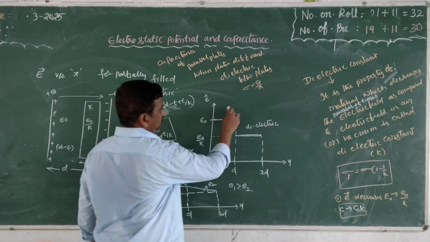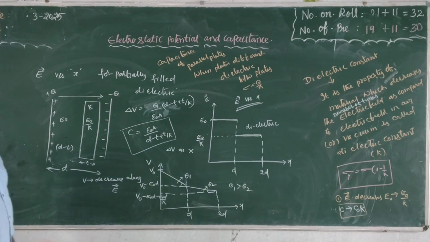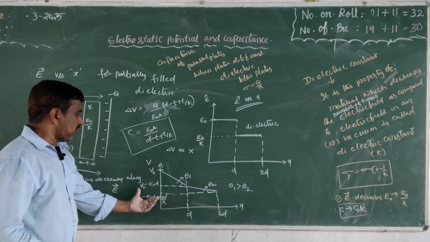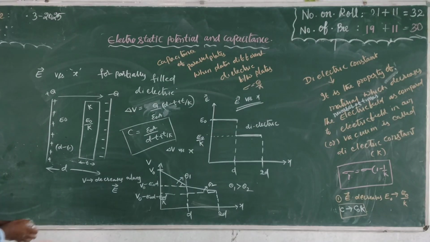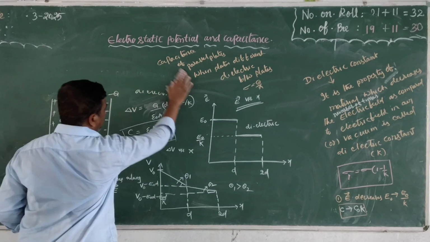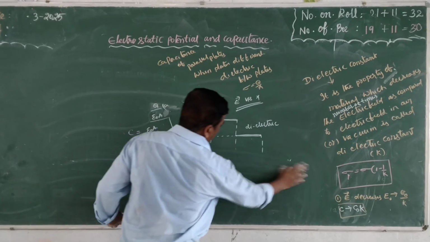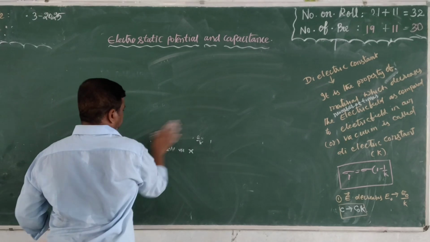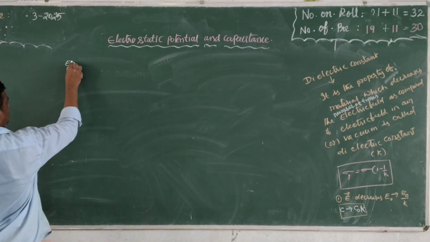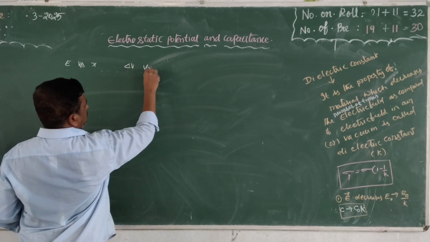It is the electric field versus x graph for electric field versus x. So it is change in potential versus x distance. Yes? So these are the graphs for partially filled dielectric. For example, see E versus x and delta V versus x for two dielectrics placed between the plates. Two dielectrics are placed between the plates. For example, we can draw the graphs of E versus x and delta V versus x.